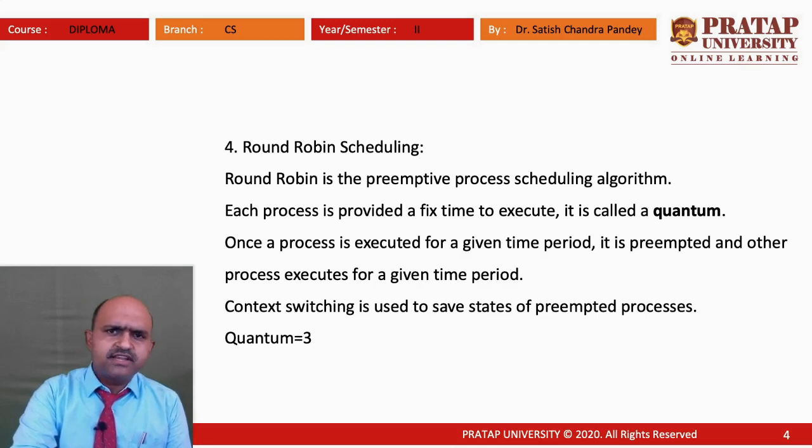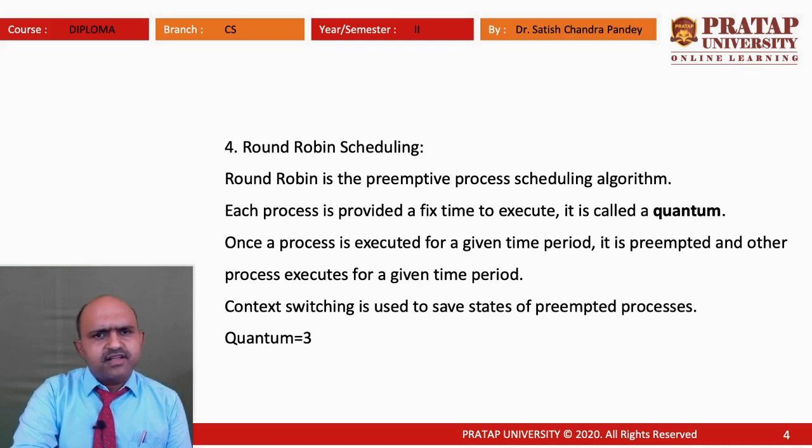In round robin scheduling, every process is given a quantum, which we can also call a time slice. Once a process has executed for a given time period, it is preempted and another process executes for a given time period. Context switching is used to save the states of preempted processes.